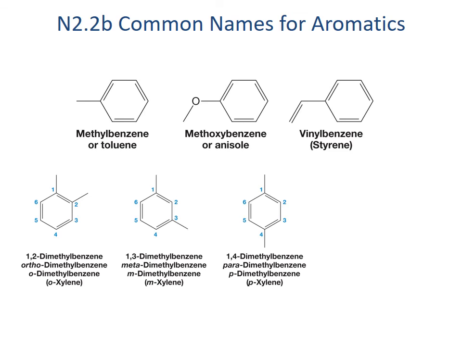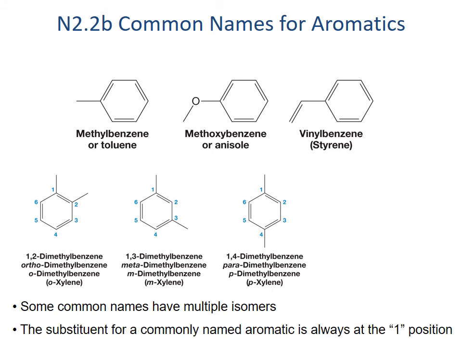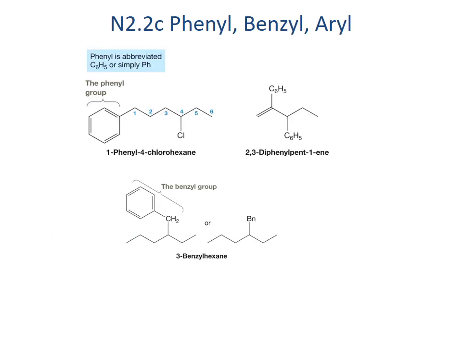When we are numbering a benzene with a common name, like these, the substituent indicated by the name is automatically number 1. For example, the methyl of toluene is 1, so the molecule shown here is 2,4,6-trinitrotoluene, TNT.